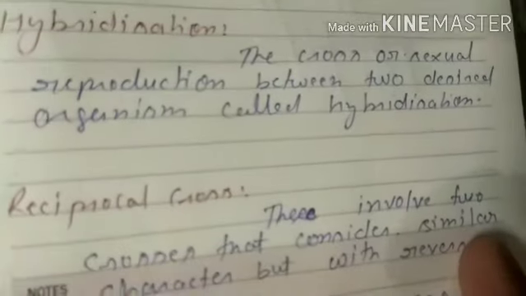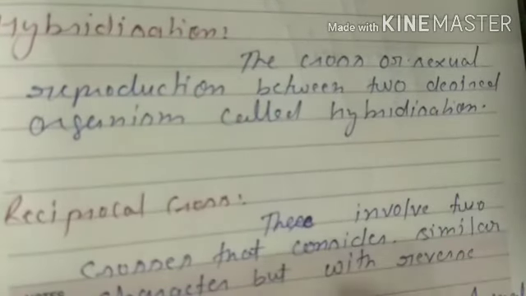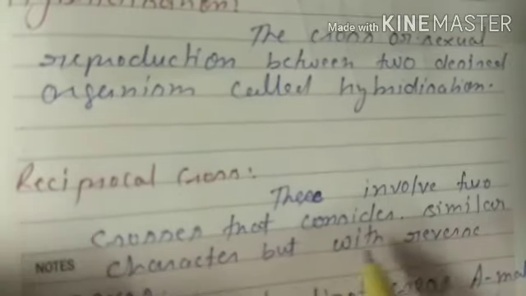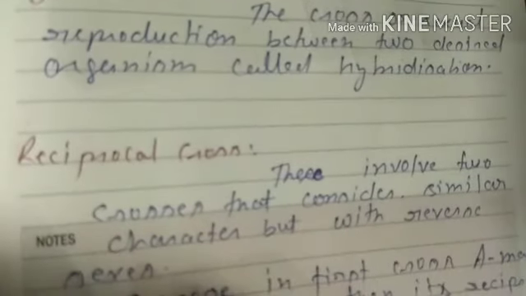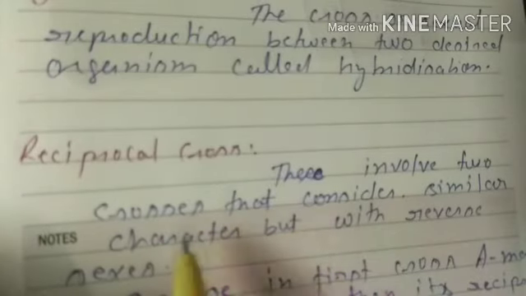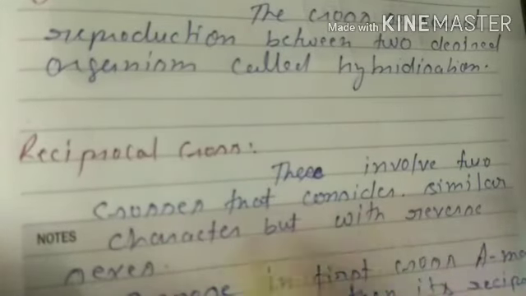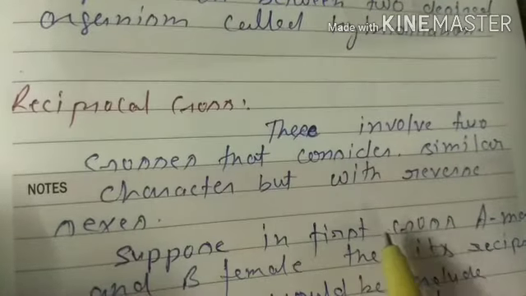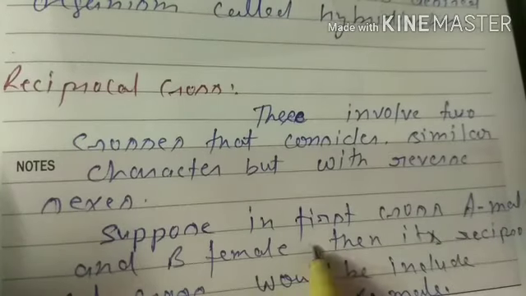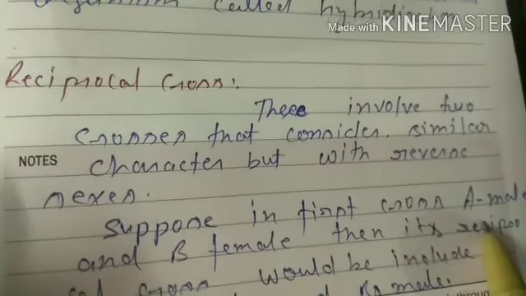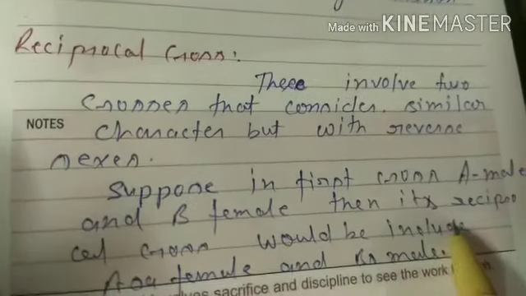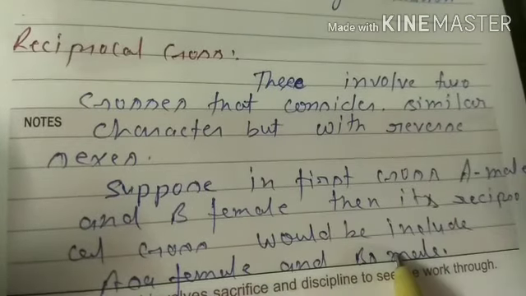Next is the reciprocal cross. It involves two crosses that consider the similar character but with reversed sexes. Suppose in the first cross A is male and B is female, then its reciprocal cross would have A as a female and B as a male.